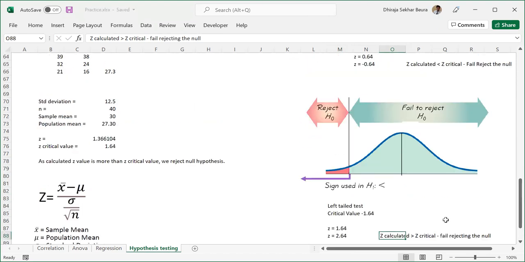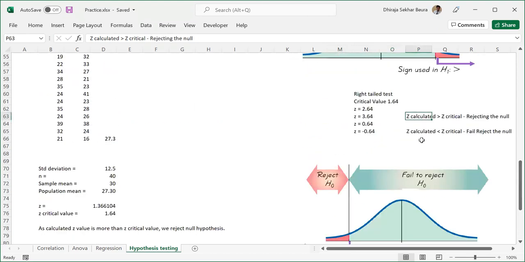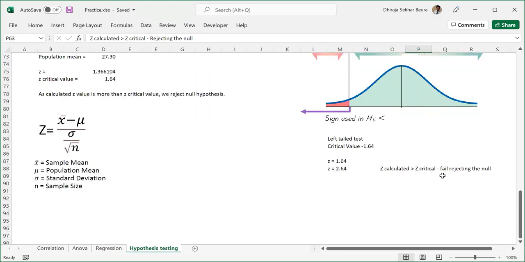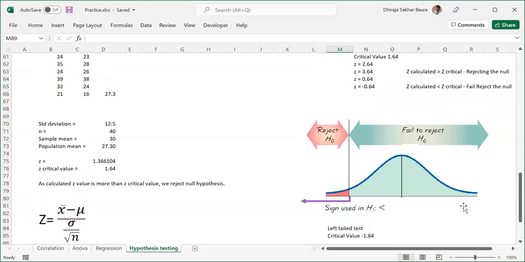Earlier, it was exactly the other way around. If the Z calculated is more than Z critical, in that case, we are rejecting the null hypothesis. However, in a left tail test, if the Z calculated is more than Z critical, in that case, we are failing to reject the null hypothesis. Everybody agrees to this? Any questions, please? Clear. Awesome.